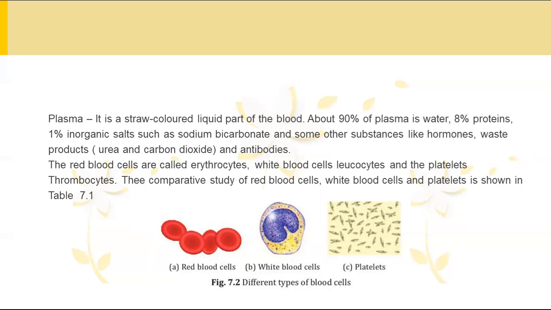So we know that three types of blood cells are present: RBC, WBC, and platelets. The red blood cells are called erythrocytes. The other name of WBC, white blood cells, is leukocytes. And the last one is platelets. The different types of blood cells are shown in this figure 7.2.